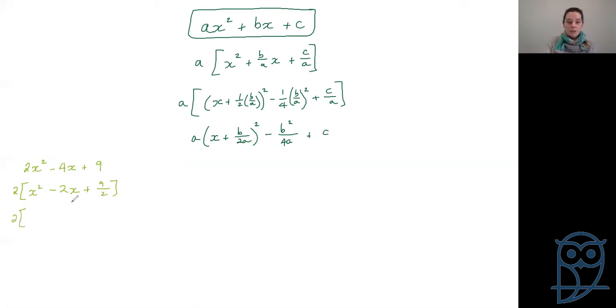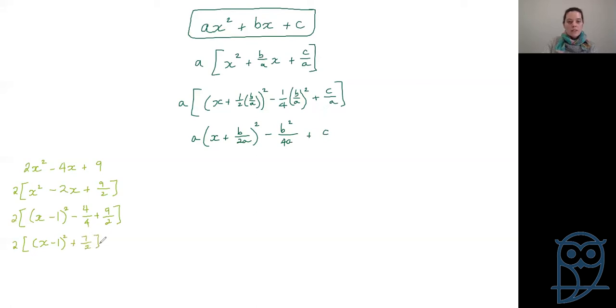Okay, so 2. Now we can complete the square on this plain quadratic on the inside. So x plus a half b, x minus 1, all squared, minus a quarter b squared, which is 1, plus c. So 2 times x minus 1 all squared, minus 1 plus 9 over 2 is 7 over 2.